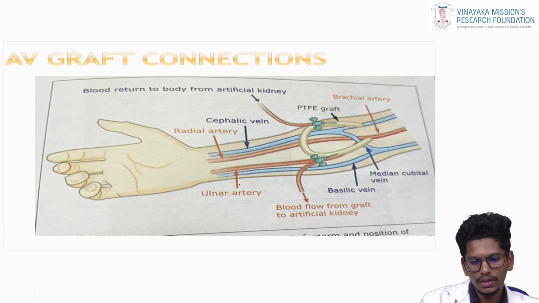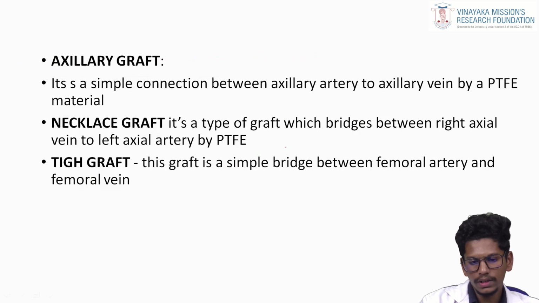AV graft connections. This is how they do an AV graft. This tube is called PTFE, a polytetrafluoroethylene graft, and this is the brachial artery. Blood is returned to the patient from the artificial kidney. From here, blood flows from the graft to the artificial kidney. This is the ulnar artery, cephalic vein, and radial artery. So these are the AV graft connections.